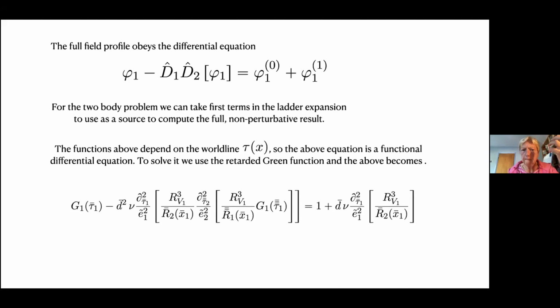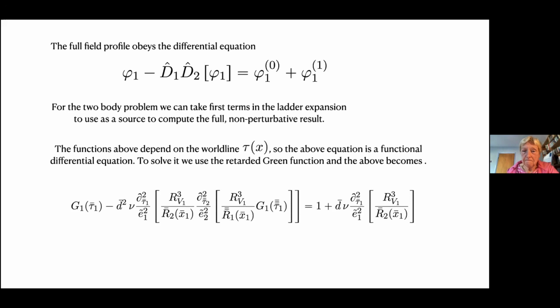It's very formal, but to compute this, we again use the retarded Green function. Each of these functions depends on the world line, tau of x. So the equation's actually a functional differential equation. Using the retarded Green's function, it's a complete mess, but we can do it. The details are in the paper, and I put the reference down. I'm not going to go through them because they take too long.